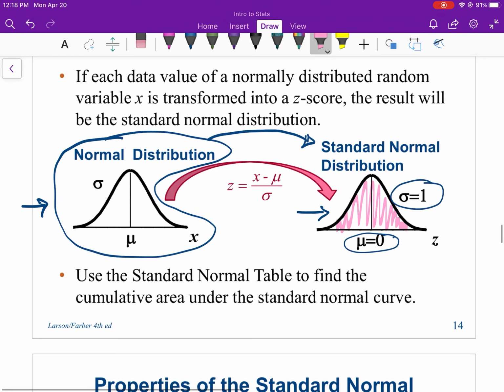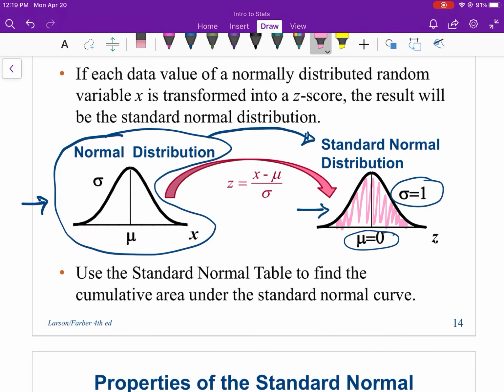There is a table for this, and the table is in the back of your textbook, so you might want to go ahead and get your book out. It's table number 4, on pages A16 to A17.